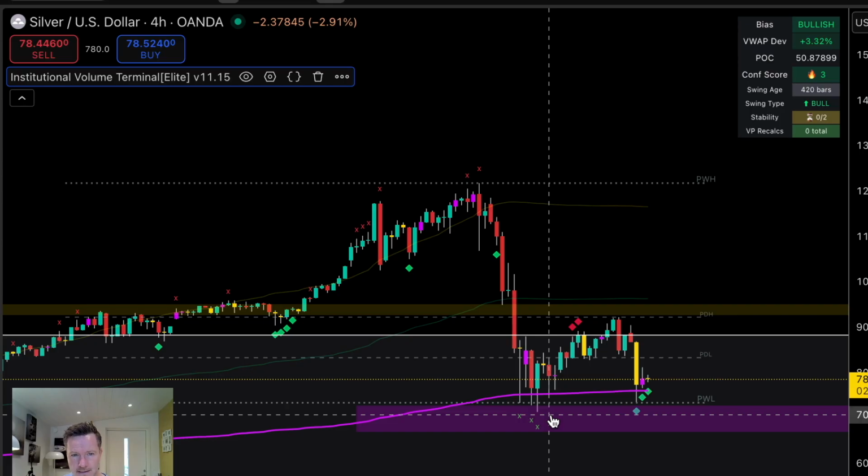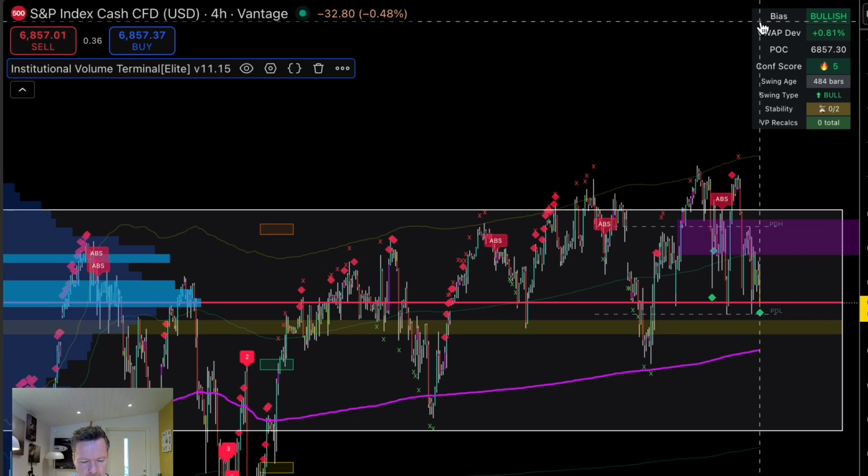But what about when there's no clear institutional edge? That's where the terminal risk filter becomes critical. Okay, so let's take a look at one more chart. This is the S&P 500 on the 4-hour chart. Right now we are looking at 6851. And check this out. Our dashboard is showing a bullish bias with price trading around 0.8 above our anchored VWAP.